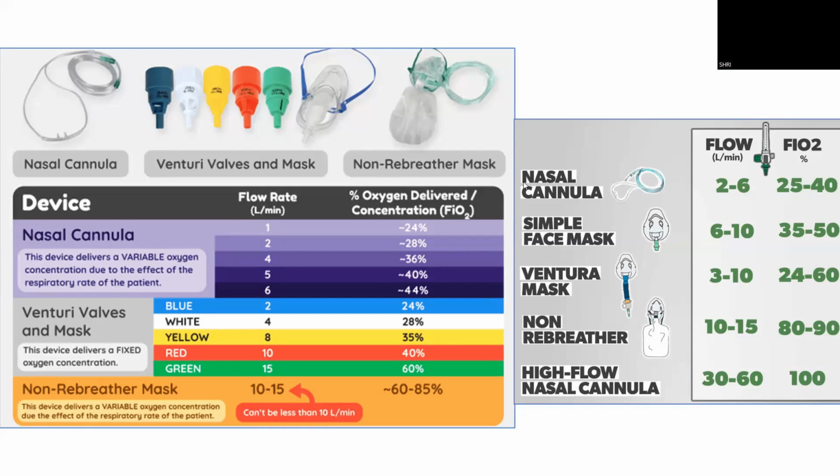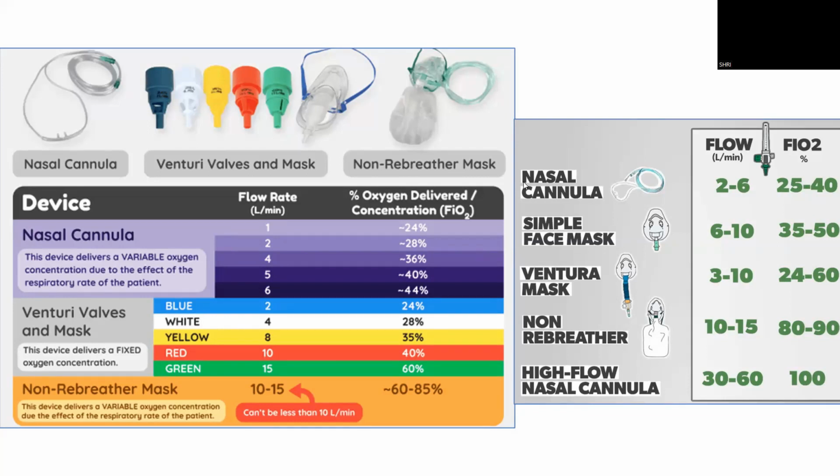When you're going to apply any interface, there are set flow rates. For example, if you're going to apply a nasal cannula, you can apply a flow rate of 1 to 4. Even though it is mentioned here as 1 to 6, it is so uncomfortable for the patient to have a flow rate of more than 4. Therefore, if you're going to apply a flow rate of 1 to 4, apply a nasal cannula.